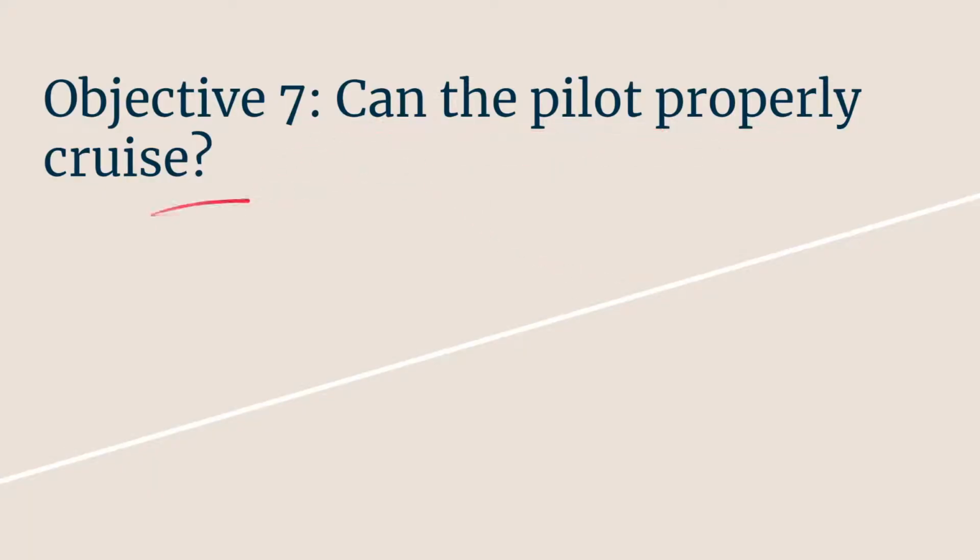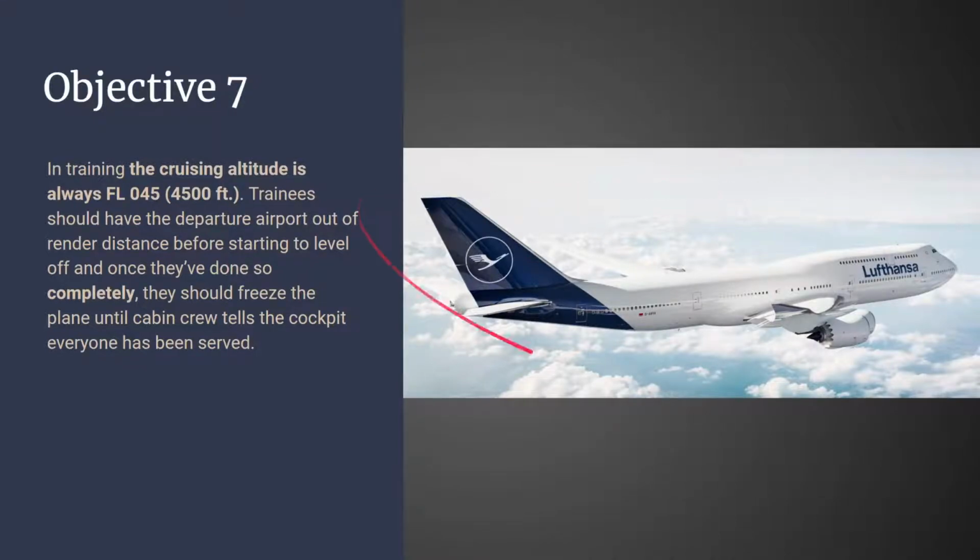So now we're on to cruise. Normally in our trainings, we have pilots cruise over St. Bartholomew at 4,500 feet, aka flight level 045. Trainees should have the departure airport out of render distance, and in the case that it is impossible, then it's no big deal. But in order to cruise, they should level off completely first, and then they should freeze. And that's how you cruise in ATC.